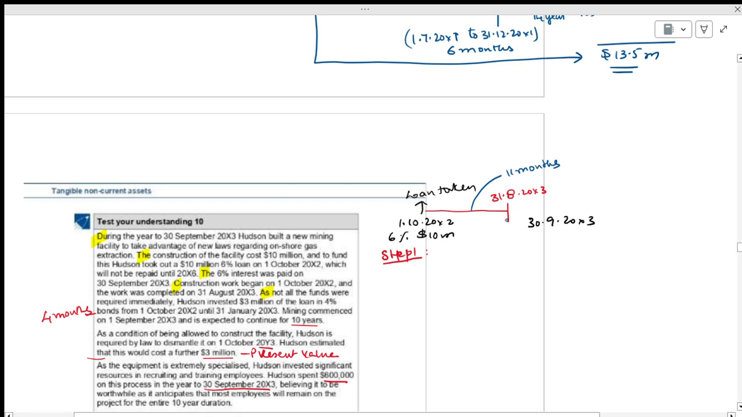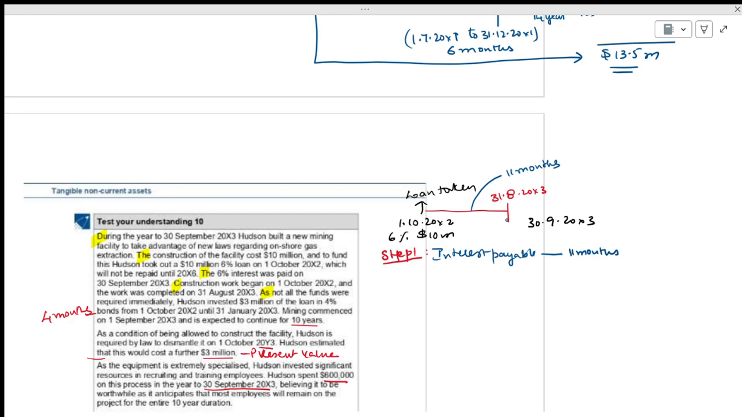The moment it is completed, we should not calculate interest. The moment construction starts, you have to calculate interest. The moment we complete the construction, we have to stop the interest. For how many months do we have to calculate interest? 11 months. Now, interest payable for 11 months.